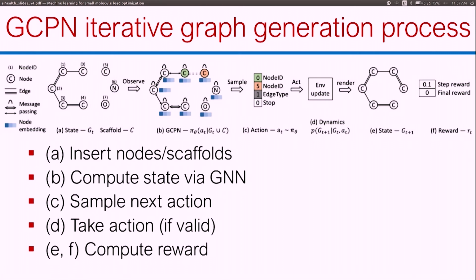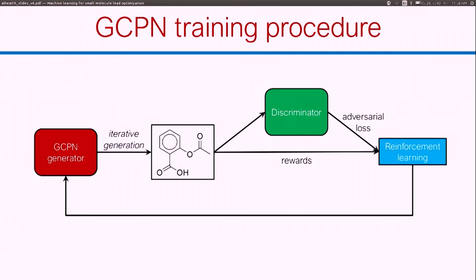And then if this action is actually valid, then we perform this action and we give it a small positive intermediate step reward, right? And we keep doing this until we sample a stop action, and then our graph is finished. And then we calculate the molecule property of our finished molecule graph, and that's our final reward. And so we train this in this kind of procedure.